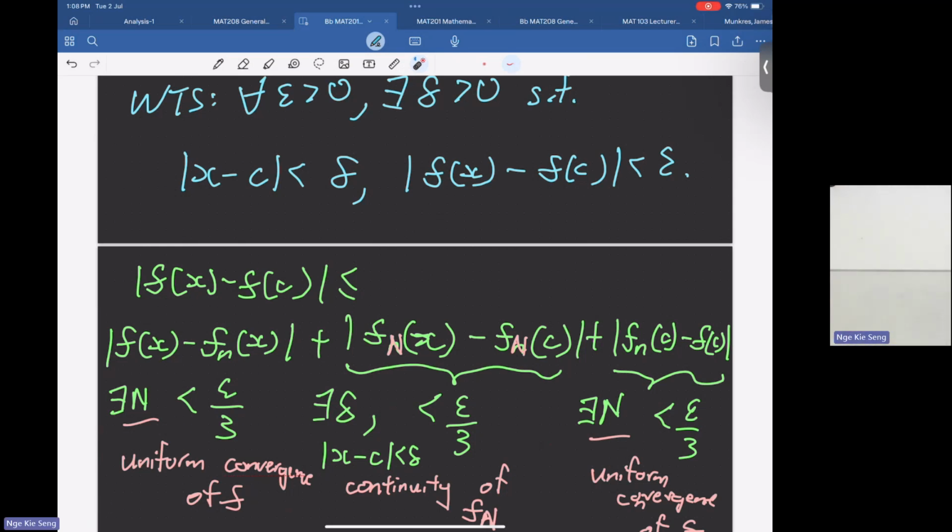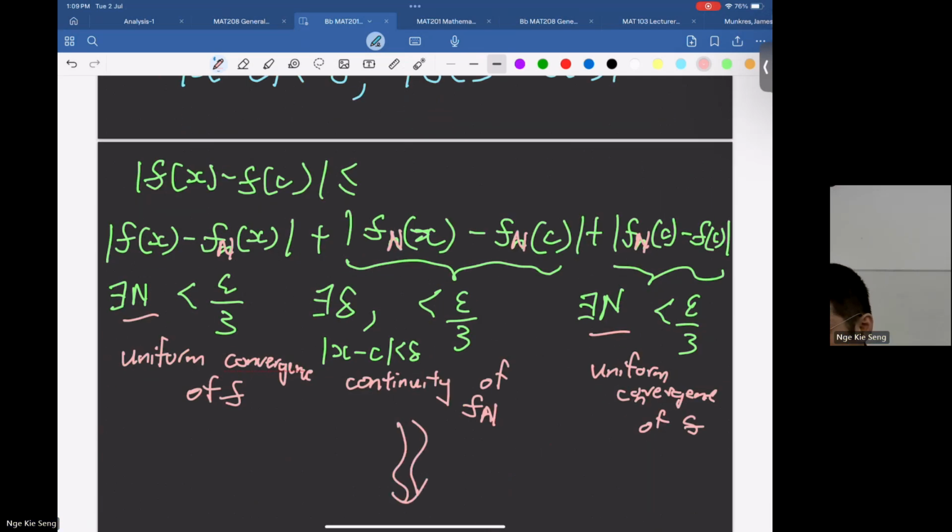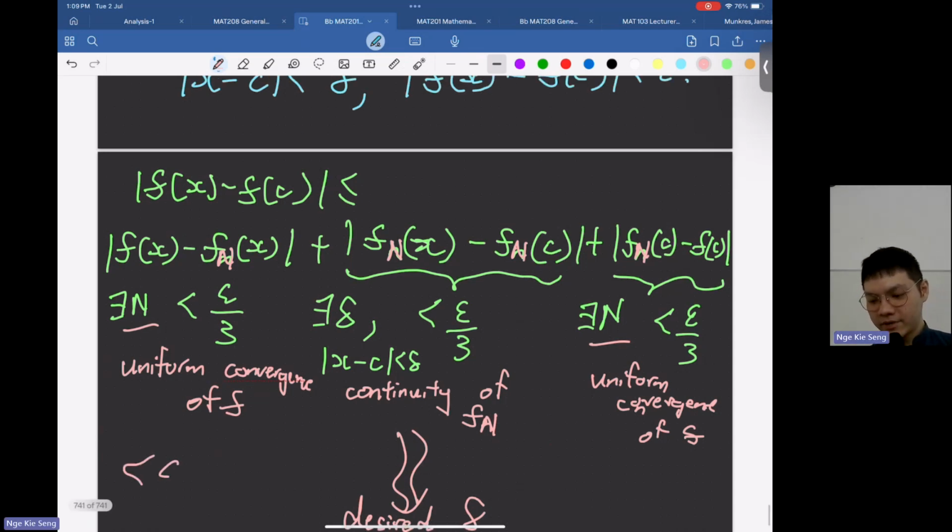So by uniform convergence, we will find this capital N to bound our |f(x) - f(c)|. We bound this |f(x) - f(c)| using this intermediate f_N here. And then from the continuity of f_N, this will give the desired delta. Within this delta, we can bound the three terms by epsilon over 3. So if you add them up, it is bounded by epsilon. Okay, is it clean or not? This proof, is this proof clean?